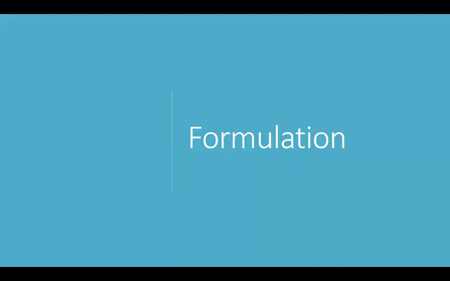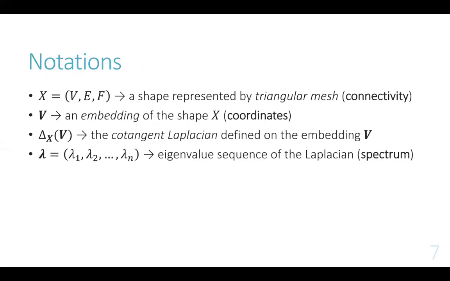So first is the formulation and the notation. In this project, we only talk about the discrete case, where X equals (V, E, F). V is the vertices, E is the edges and F is the faces, so we only discuss triangular meshes. The bold V stands for an embedding of the shape, so it's the coordinates for all the vertices.